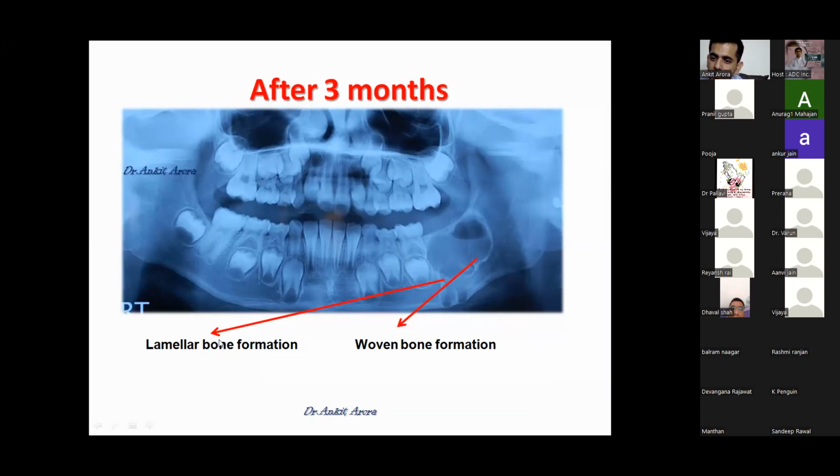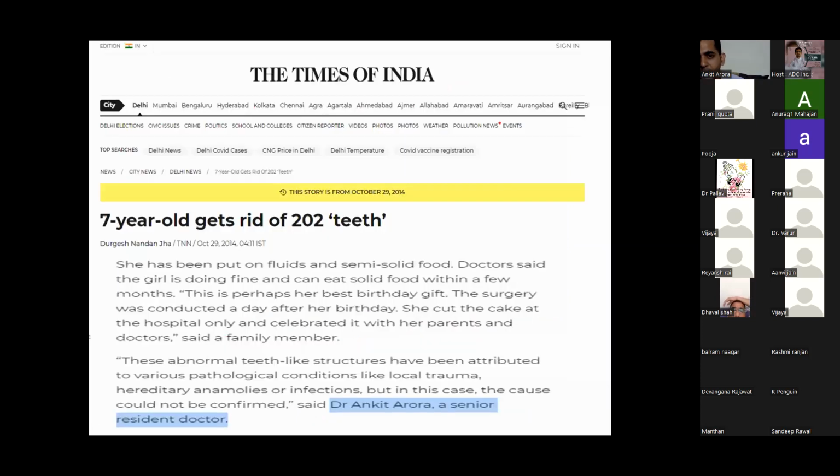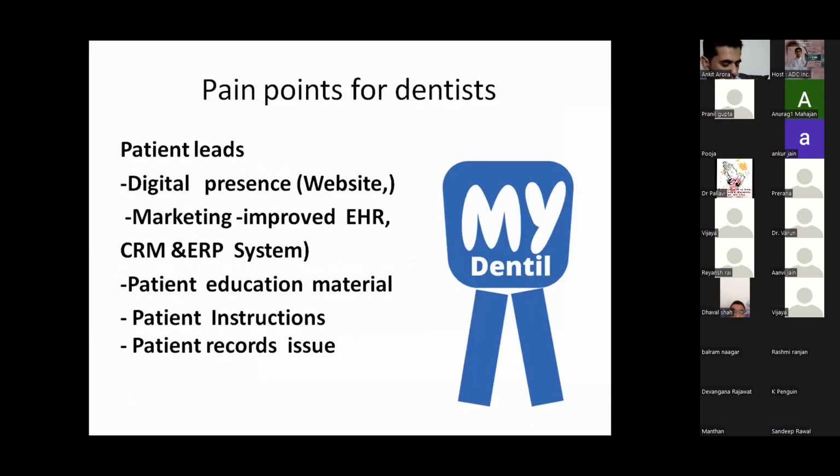After 3 months, you can appreciate the lamellar bone formation already happening, and woven bone formation at the distal margin. So we were able to preserve it. We told the patient not to have any food from the left side. We also got coverage in the press for removing the tooth from the 7-year-old child.